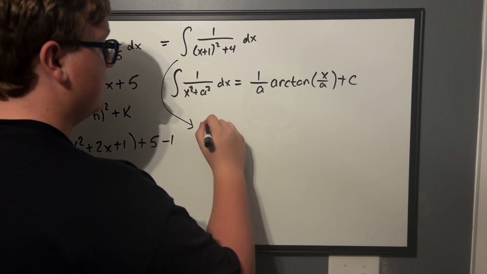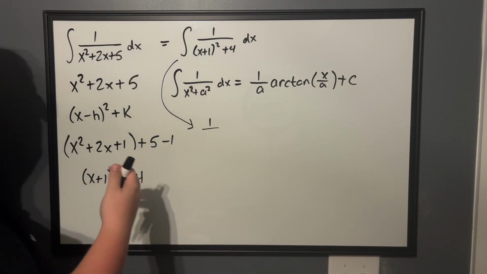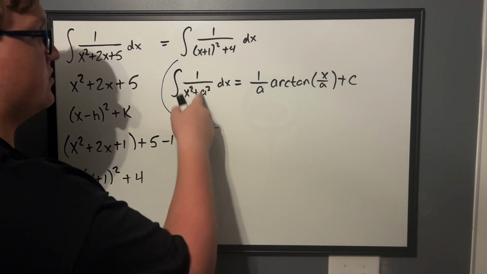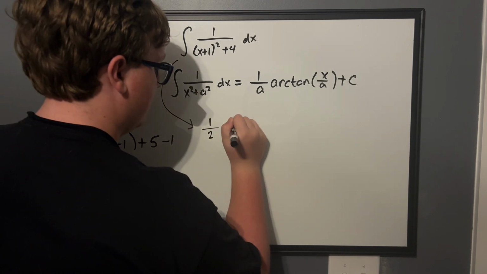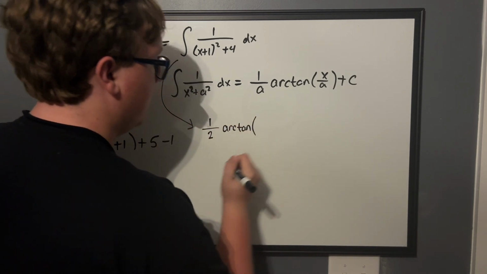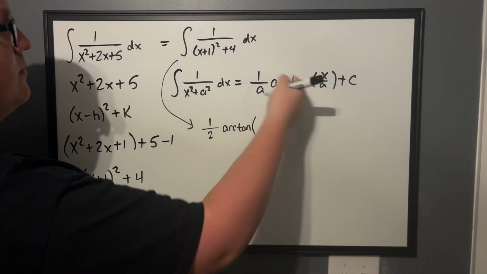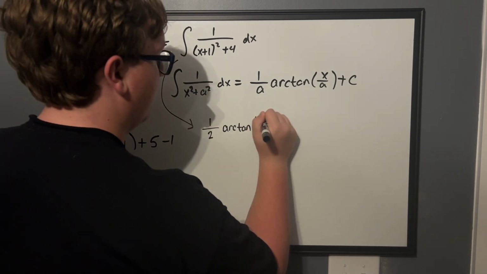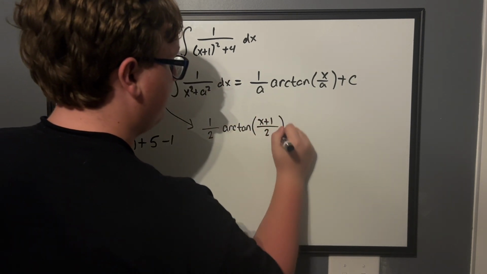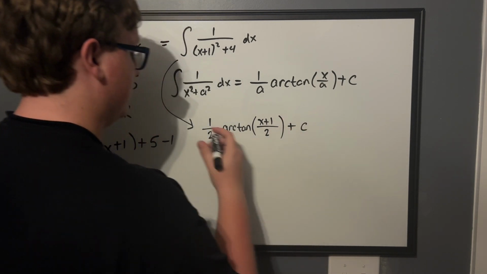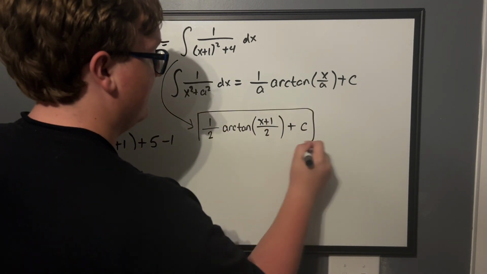So what we're going to have is 1 over a. Well, in our case, a is going to be 2, because 2 squared is 4. So it's 1 over 2, and then we'll have arctan of, well, in this one it was x over a, but remember in our case we have x plus 1 over a, and a in our case is 2. And then of course we'll add that plus c constant, and this is it.